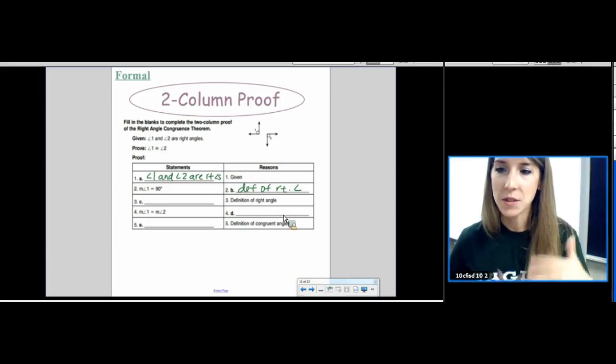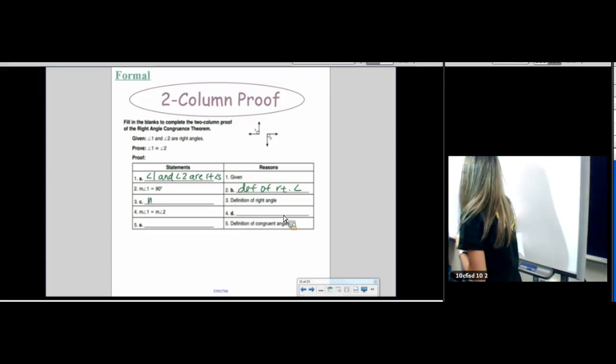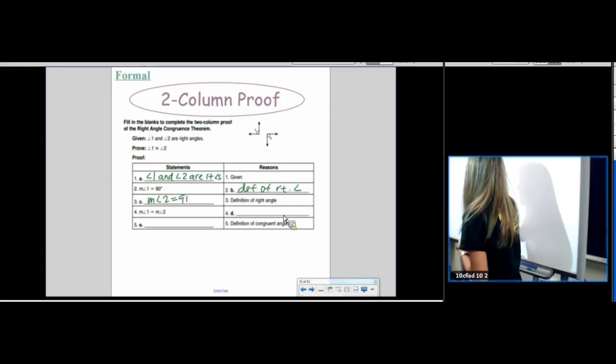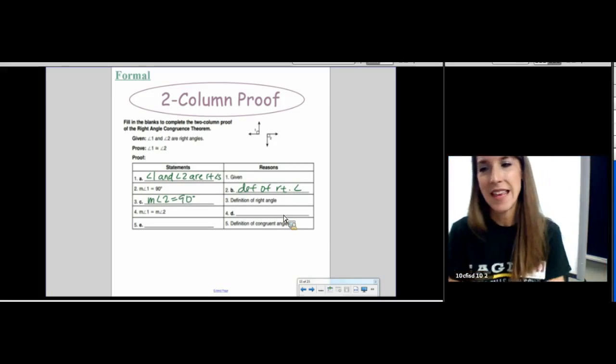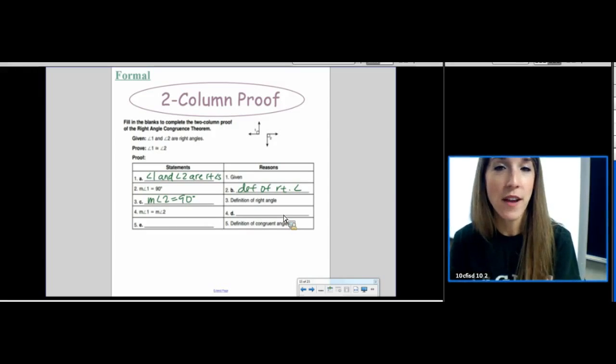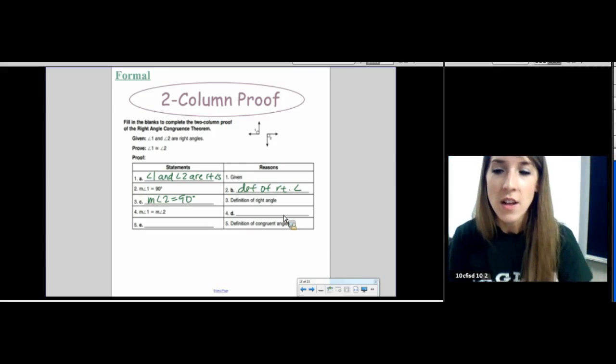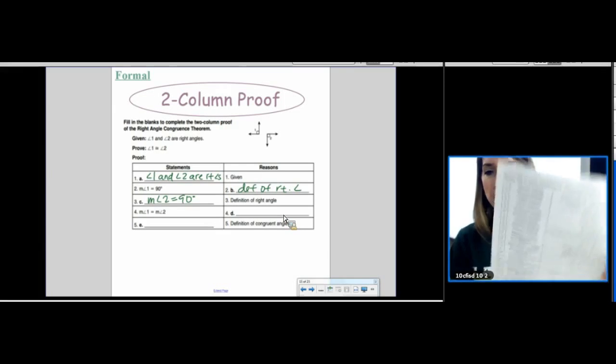What would I say next? Well, I said angle 1 was 90. Now I need to say that the measure of angle 2 equals 90. And they already wrote for us definition of right angle. Okay, here's the important part. Now, I'm going to say that the measure of angle 1 equals the measure of angle 2, because they both equal 90. Do you know which property that is right here?